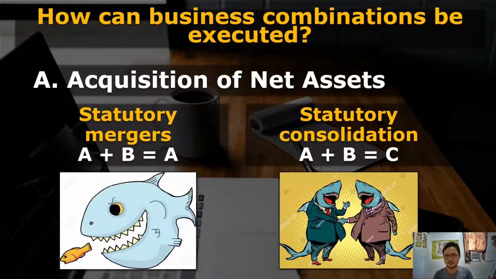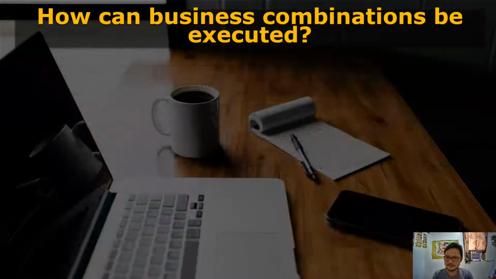So, acquisition of net assets, the first example, statutory merger, si A po ang acquirer. Pero the second example, statutory consolidation, ang acquirer po dito is C company. Okay? Moving on.